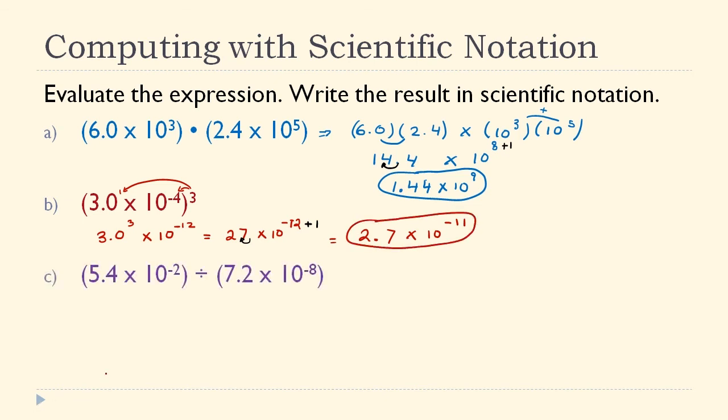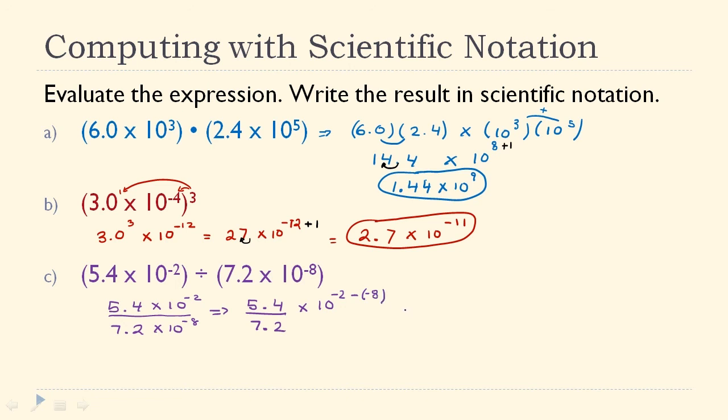In this example, we have 5.4 times 10 to the power of negative 2 divided by 7.2 times 10 to the power of negative 8. I'm going to write it this way. 5.4 times 10 to the power of negative 2 divided by 7.2 times 10 to the power of negative 8, which I can divide 5.4 divided by 7.2. And I know that since my bases are the same and they're being divided, that I'm going to subtract these exponents. So it's 10 to the power of negative 2 minus a negative 8.